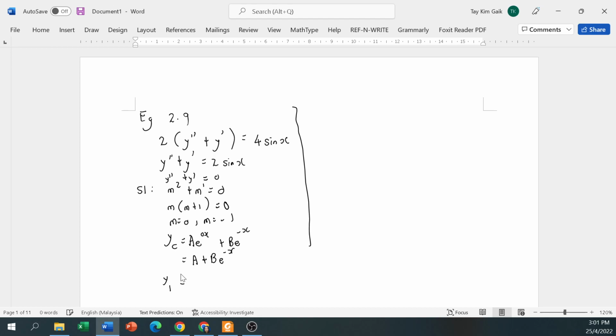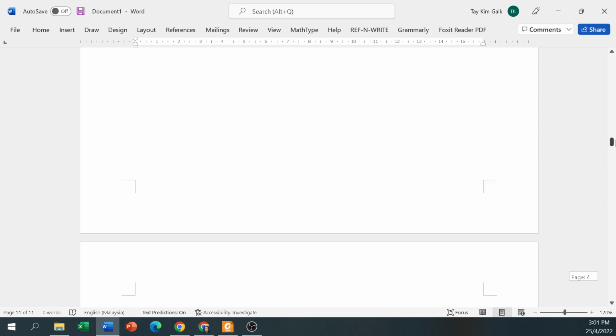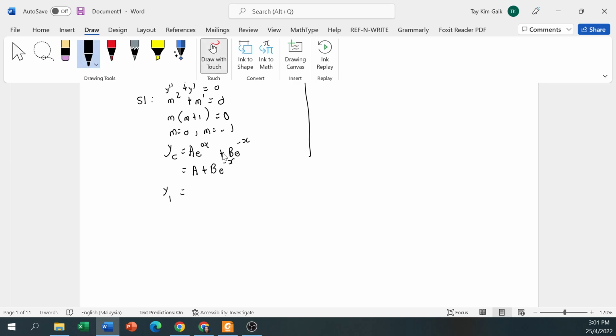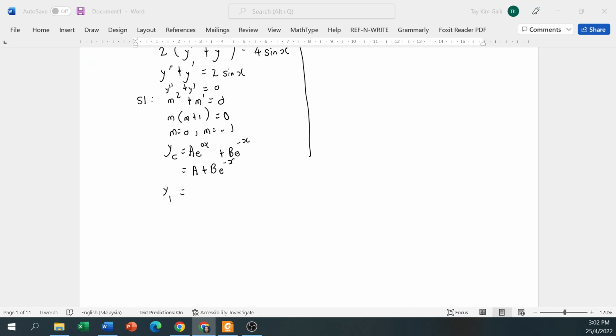So in this case, what is the y1? If you have here yc is a plus b exponent -x, what is the y1? Aina, are you around? What is y1? Because from yc, you need to identify y1 and y2.